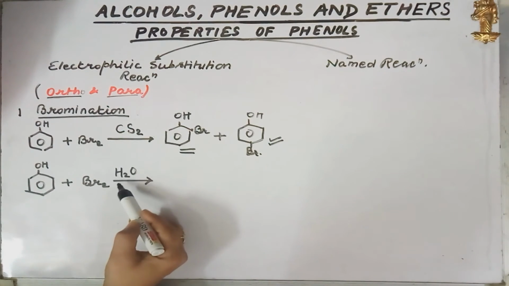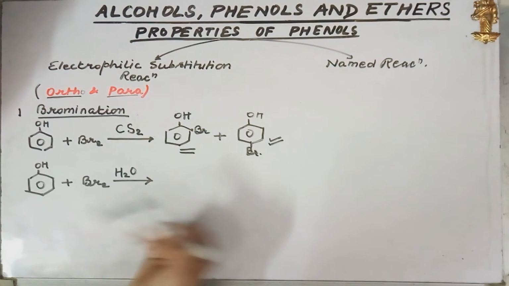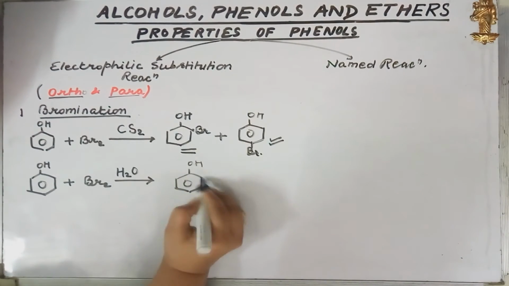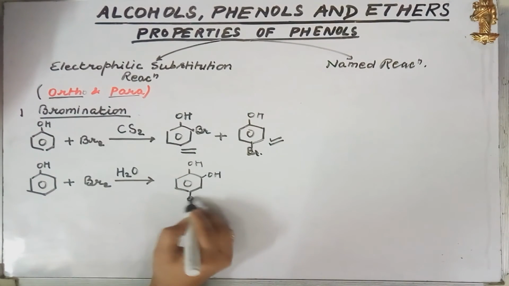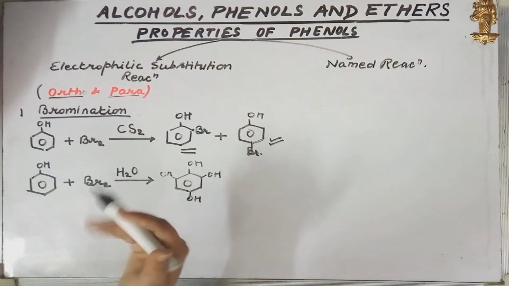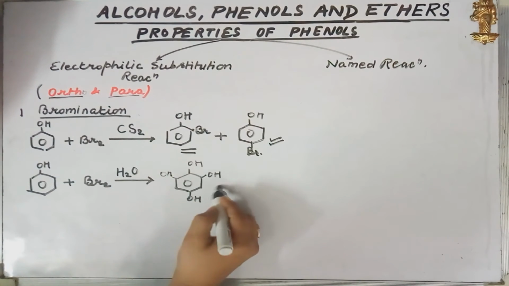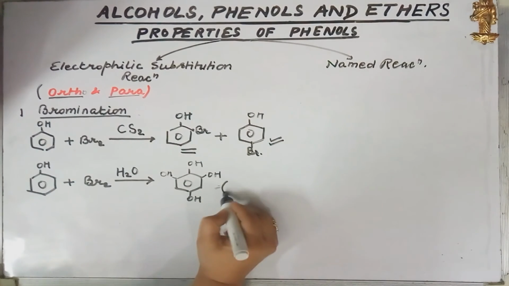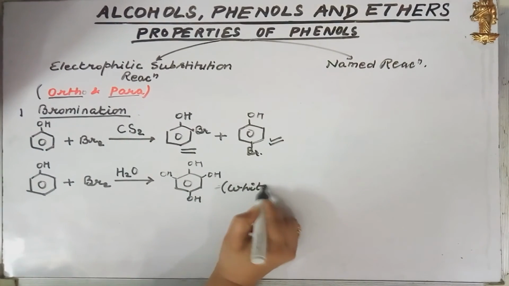On the other hand, if the same bromination is done in the presence of H2O, in the presence of water, you will get tribromophenol, which again will be directed to the three positions, the ortho and para positions. This tribromophenol is a white colored precipitate.